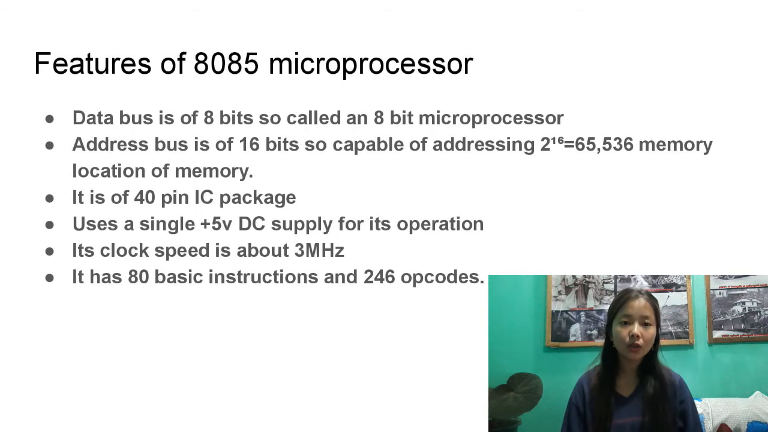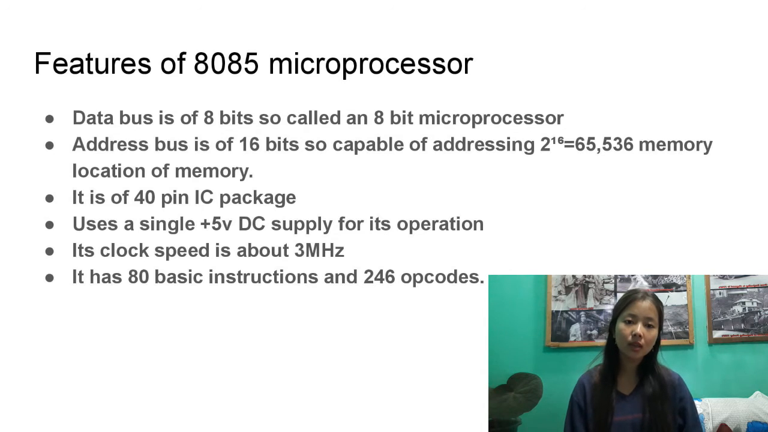Here on the screen you can find the calculation of 2 to the power of the number of address lines. By calculation we find the value of 65,536, which we can approximately write as 64 kilobytes. Therefore the microprocessor can access 64 kilobytes of memory.